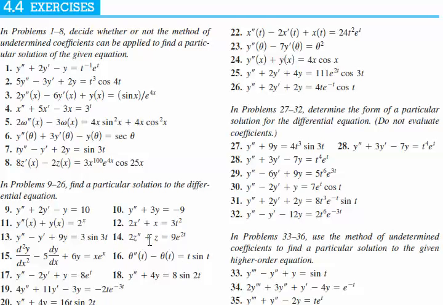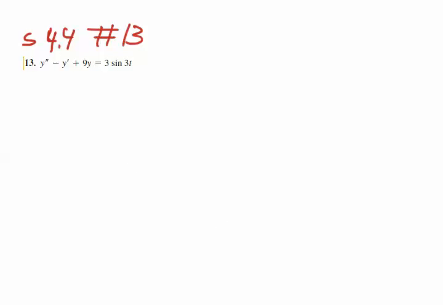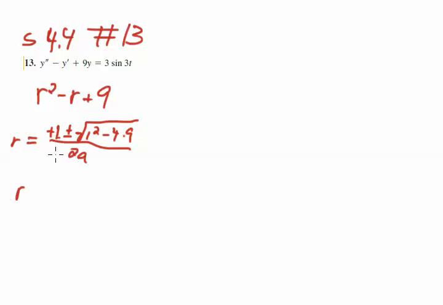Okay, I'm going to do section 4.4, number 13. Our characteristic equation here is r squared minus r plus 9. We would have r equals negative b, which is 1, plus or minus the square root of 1 squared minus 4 times 9, all over 2a, which is 1 plus or minus the square root of 1 minus 36, which is the square root of negative 35, all over 2.